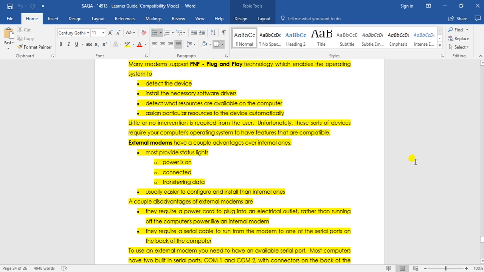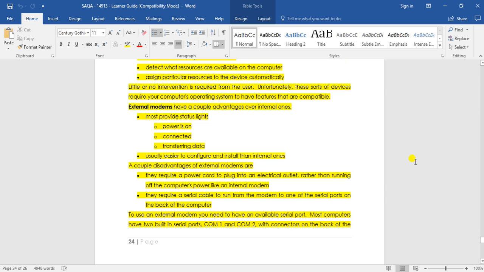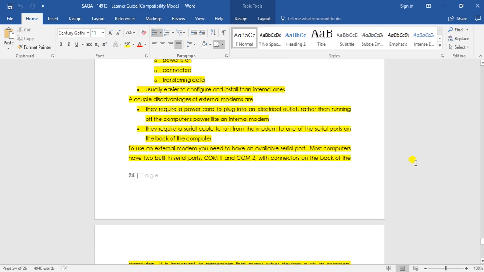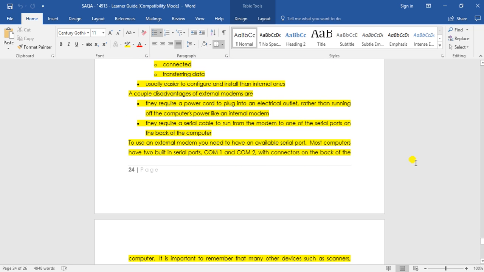External modems have a couple of advantages over internal ones. Most provide status lights: power is on, connected, and transferring data. They are usually easier to configure and install than internal ones. A couple of disadvantages of external modems are they require a power cord to plug into an electrical outlet rather than running off the computer's power like an internal modem. They require a serial cable to run from the modem to one of the serial ports on the back of the computer. To use an external modem, you need to have an available serial port.